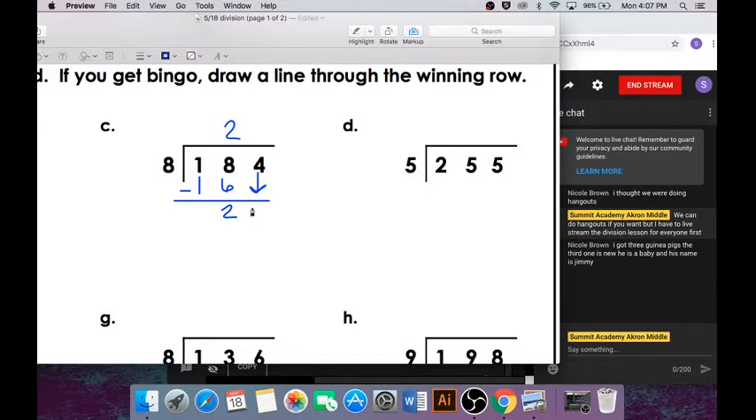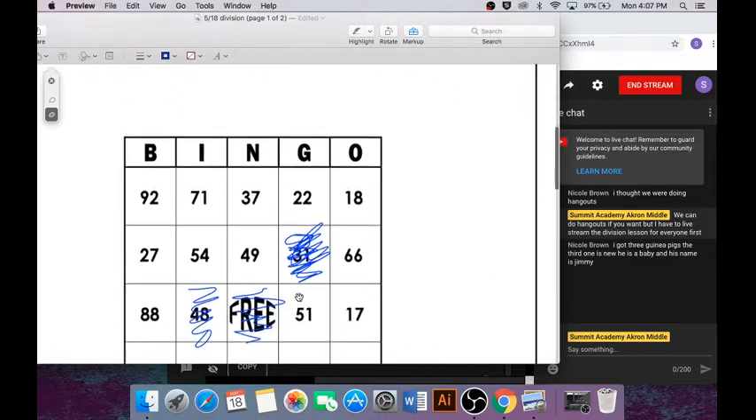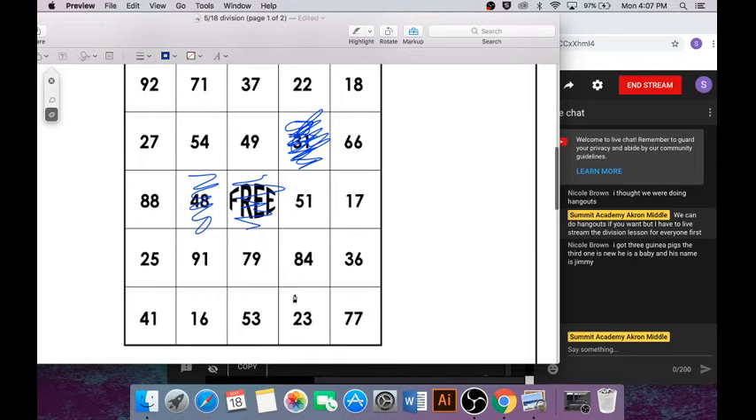So now we need to see how many times 8 goes into 24 without going over. That's going to be 3 times. 3 times 8 is 24. And we're going to subtract. 24 minus 24 is 0. So now we're going to find 23 on our bingo board. 23 is down here.